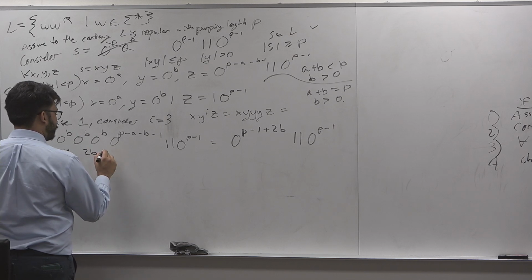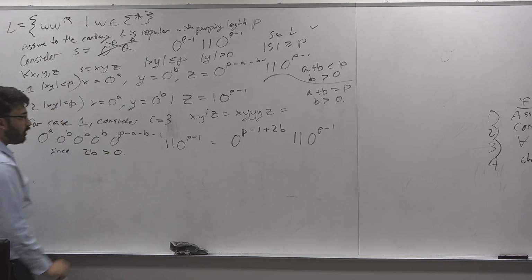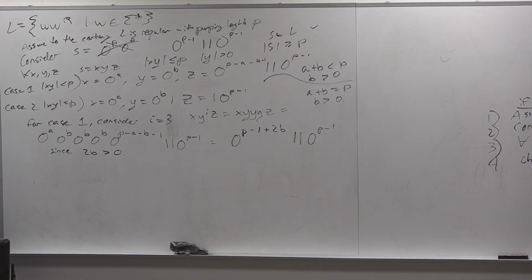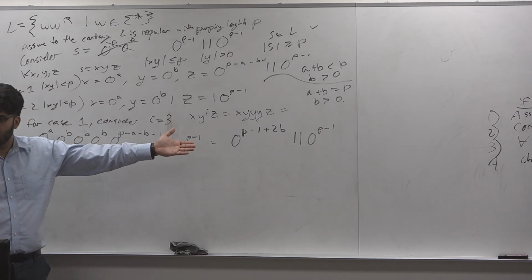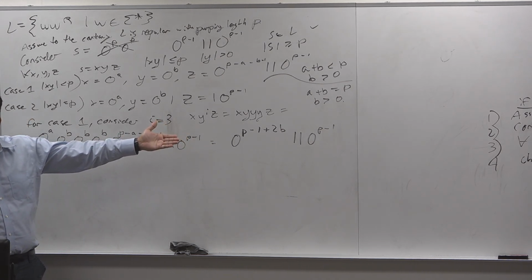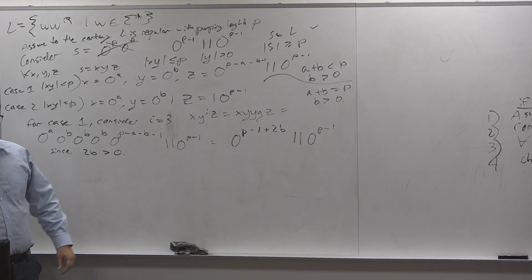Since 2b exceeds 0, what's our contradiction here? It's a little difficult to formalize, but we see this is obviously not a palindrome of even length. Why? The ones are off center.